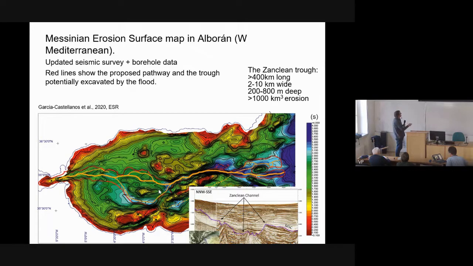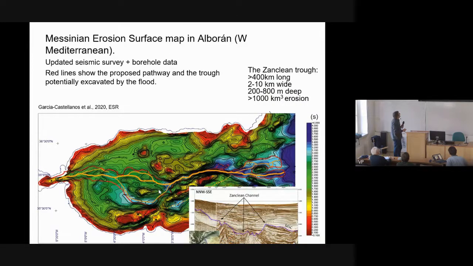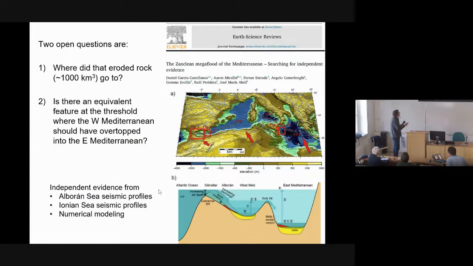Then the first evidence is this one, what you see here, this erosion trough that, as I say, crosses the Gibraltar Strait. But then more recently, we were looking for additional evidence that could test this independently. And the common question is, what happened to all this sediment that I was just mentioning? If all this was eroded from the Alboran Sea, all this 1,000 cubic kilometers of erosion should be found somewhere else. So this is what we attempted to look at, by doing modeling and using seismic profiles also in the Alboran Sea and the Ionian Sea, and numerical modeling of water flow and transport of material.